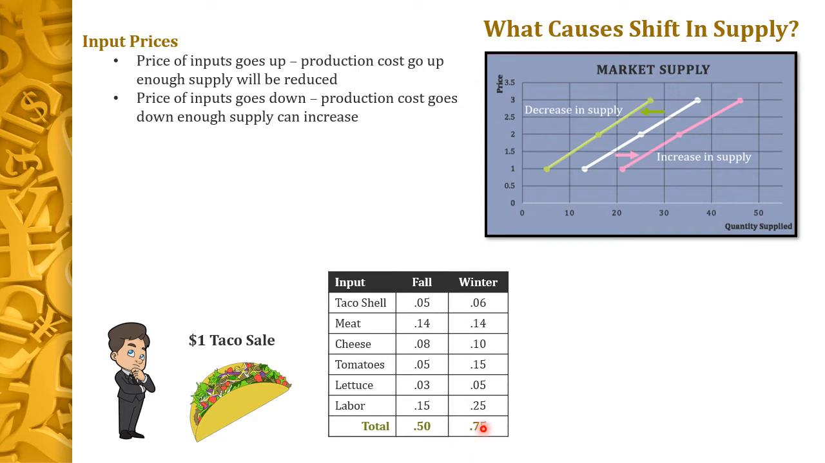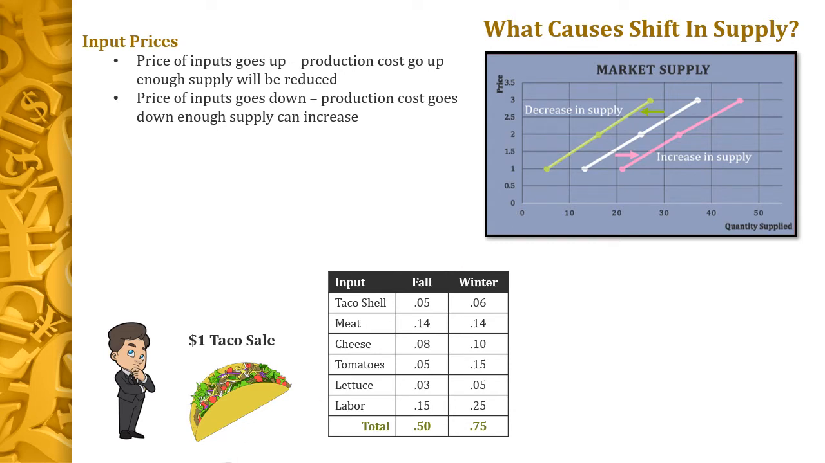So now it's costing him 75 cents per taco. He's only making 25 cents per taco. And he's got to decide, is he going to make tacos or not? In fact, he might say, well, since my input costs have gone up, I'm going to reduce my supply. I'm not going to make as many. So instead of producing here, he's going to produce over here. He's going to make fewer tacos because he's making much less money on them.